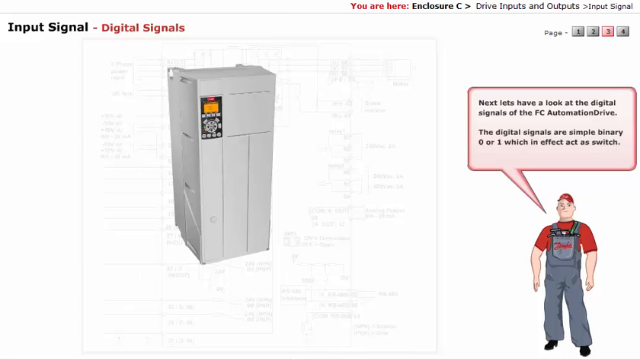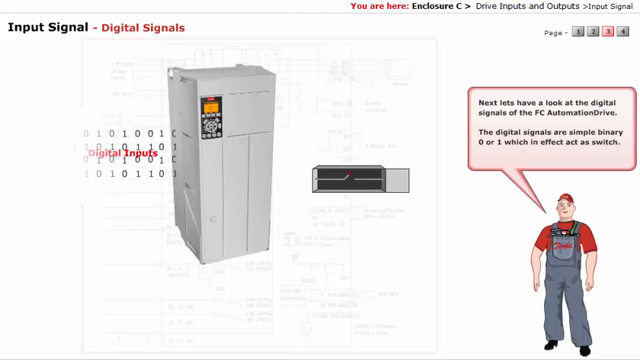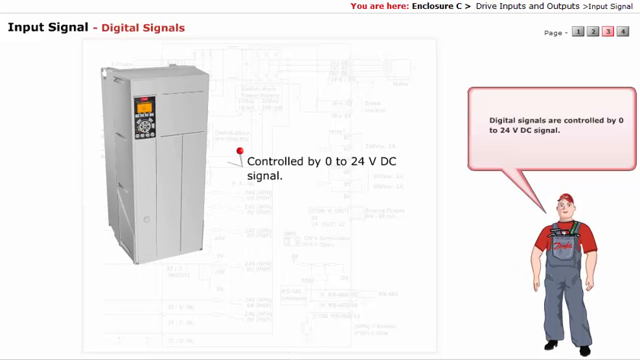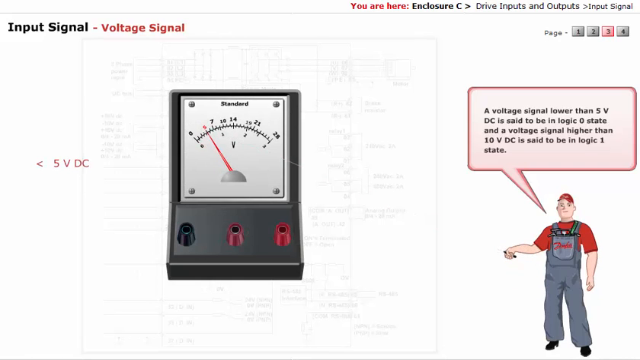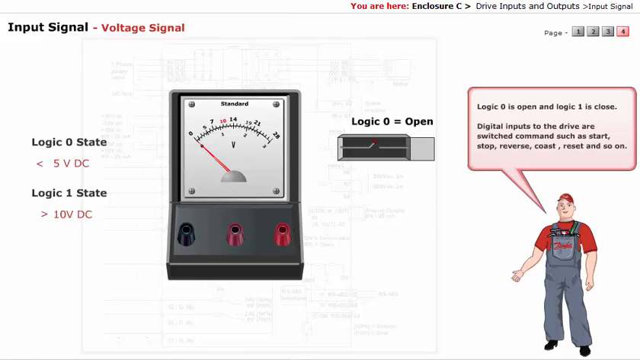Next, let's have a look at the digital signals of the FC automation drive. The digital signals are simple binary, 0 or 1, which in effect act as a switch. Digital signals are controlled by a 0 to 24 volt DC signal. A voltage signal lower than 5 volt DC is said to be in logic 0 state, and a voltage signal higher than 10 volt DC is said to be in logic 1 state. Logic 0 is open, and logic 1 is close.